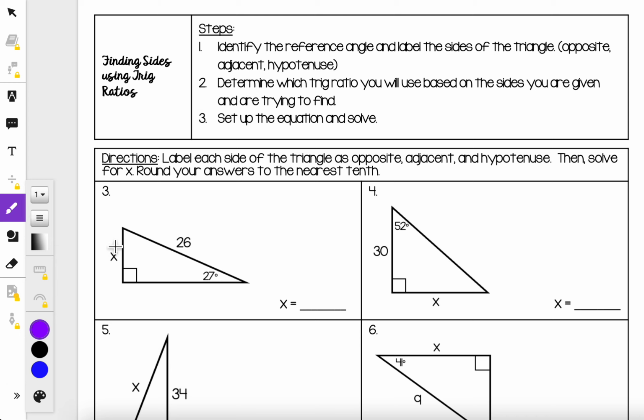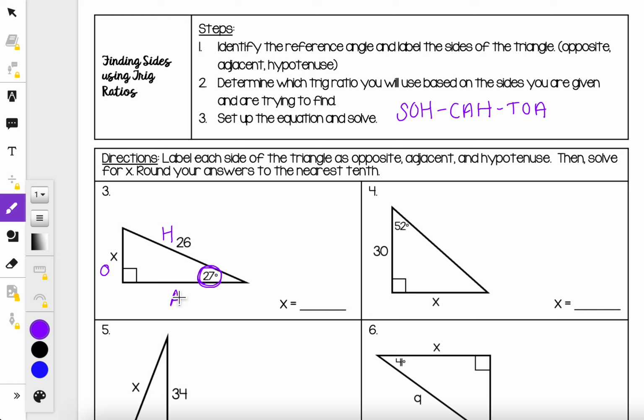So let's take a look at number 3. All right, I have a right triangle here, and my reference angle is 27 degrees, okay? So I circle that angle, and then I'm going to label. I have my hypotenuse, my adjacent, and my opposite side, okay? Now, I'm going to remember and rewrite SOHCAHTOA. All right, that little acronym that we used.